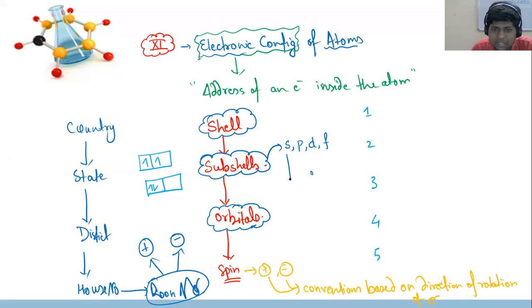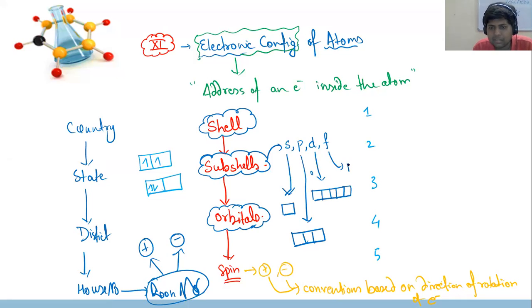So the s subshell has only one orbital. The p subshell has 3 orbitals. The d subshell has 5 orbitals. And the f subshell has how many? Guess? 7 orbitals. Very good. 1, 2, 3, 4, 5, 6, 7, like this. Each of these boxes represents one orbital.